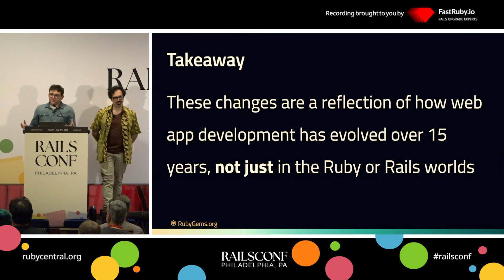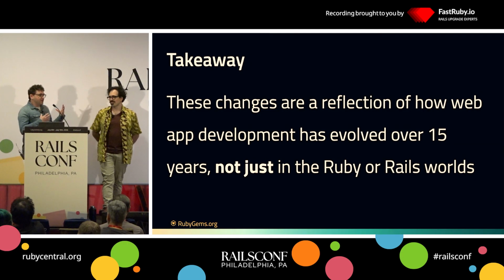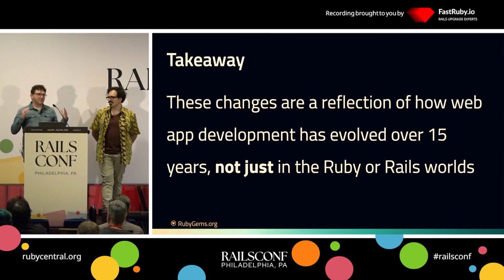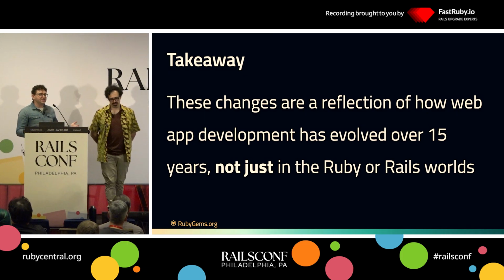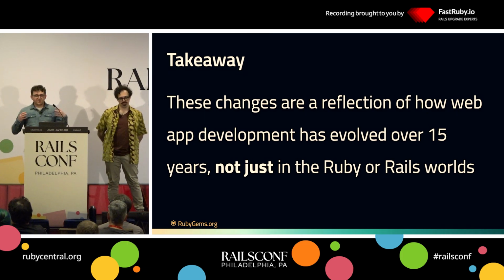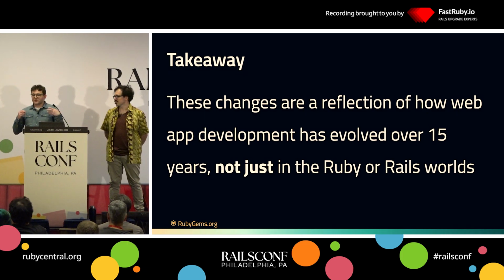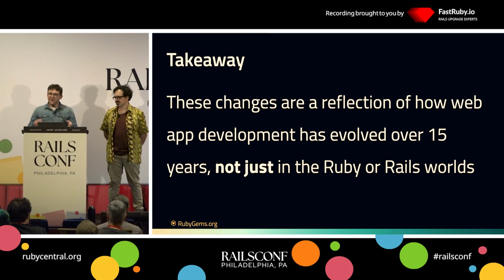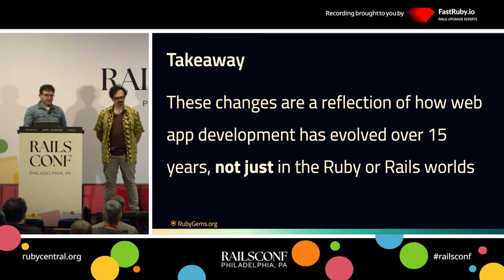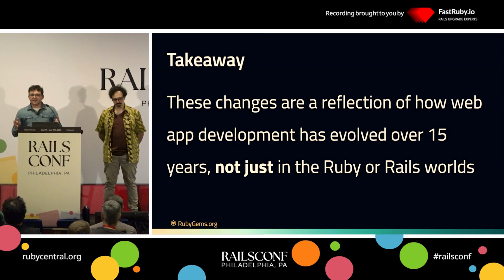Now, I think the big takeaway is we're going to talk about a lot of history. If you can imagine, a lot has changed in the past 15 years. But a lot of the changes that we're going to cover are not just about Rails changes or changes in Ruby. They're a lot about how we've changed how we build web apps over that time period. I mean, believe it or not, even how we build Java web apps has changed.